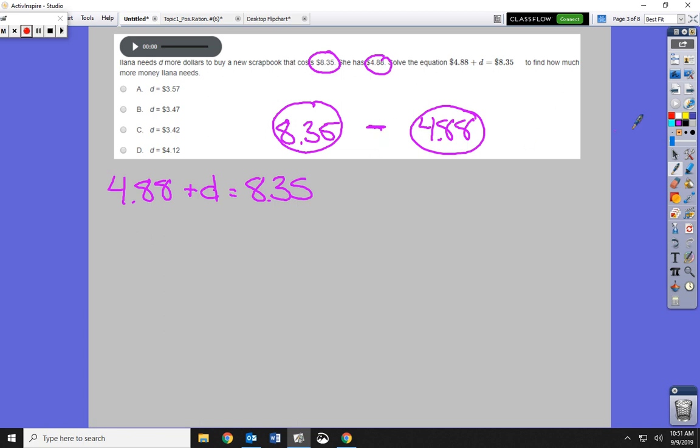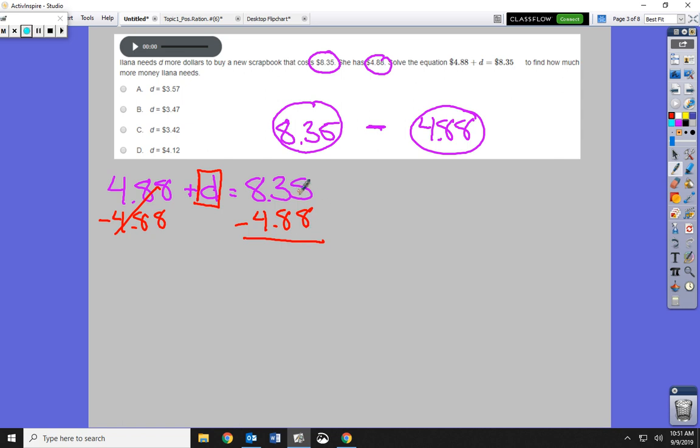The difference, we are subtracting. This D is what we need. We'll leave this right here. It's not going anywhere. What we need is not going to go anywhere. But we can subtract the $4.88 away from what the whole book costs. And that will leave us with what we still need to save or earn. Maybe she's going to earn this money.